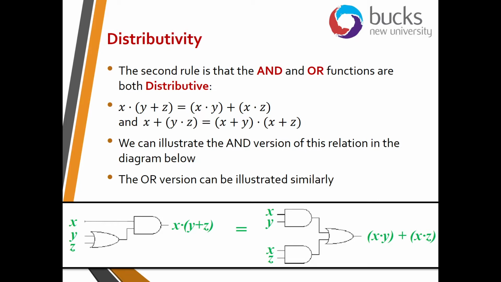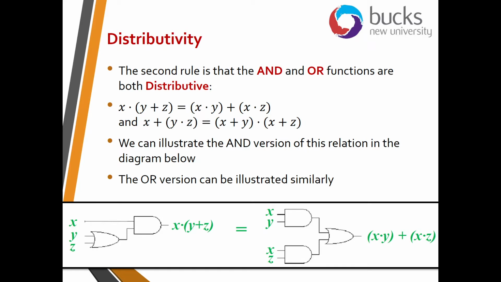We can also say X or (Y and Z), or we could say (X or Y) and (X or Z). So again, we can distribute the X to the expression. It just makes it a little bit shorter and simpler in that way. So we can illustrate our AND version of this relationship in the diagram below, and the OR version as well. That just shows how we could make it a little bit simpler.